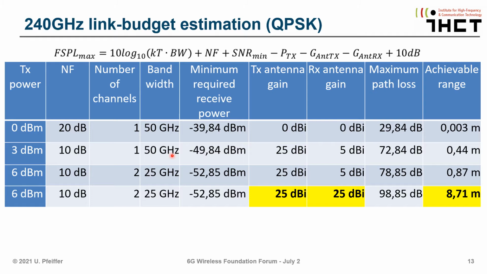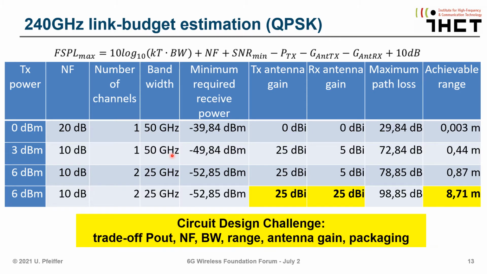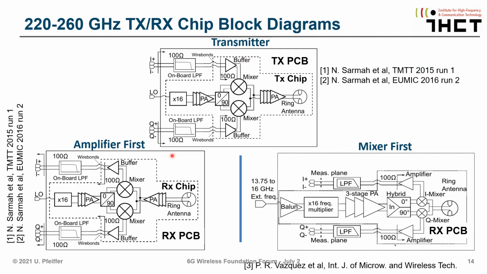So you really have to include antenna design and packaging aspects to really reach ranges of about 8 or beyond 10 meters. To achieve this, of course, we have to look into the circuit trade-offs on noise figure, bandwidth, range, antenna gain, and packaging. So it needs to be an all-inclusive design approach that takes all these parameters into account. And this is what we have finally done.